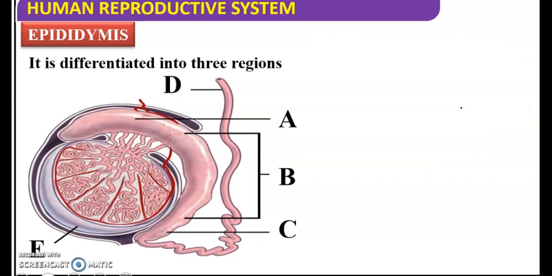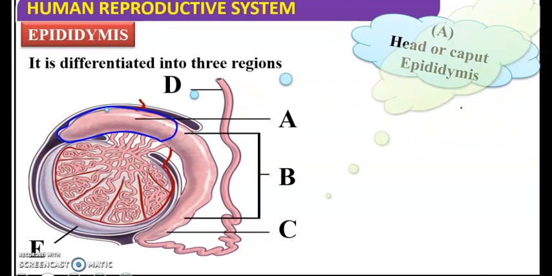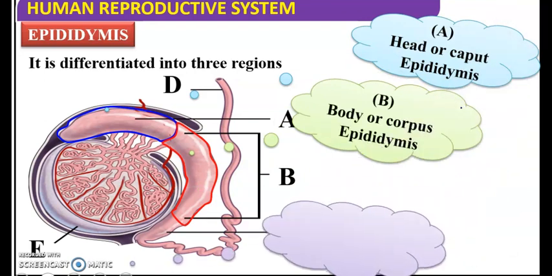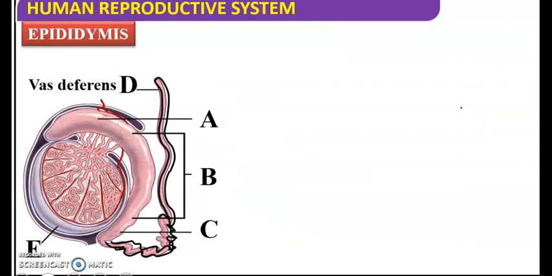So as I've said, it is divided into three regions. The region that we are now showing, that highlighted region, is called the head epididymis or the caput epididymis. The next region that we are going to highlight with the red color is the body or the corpus epididymis. The third region highlighted in the black color is the tail epididymis or the cauda epididymis.